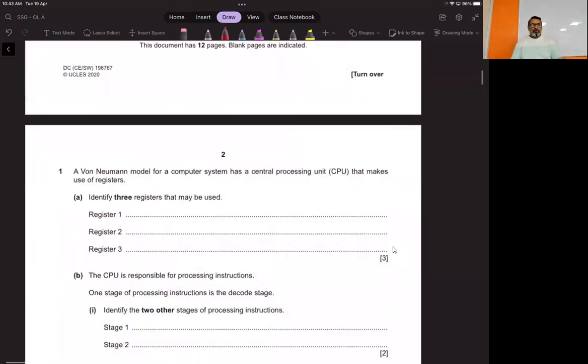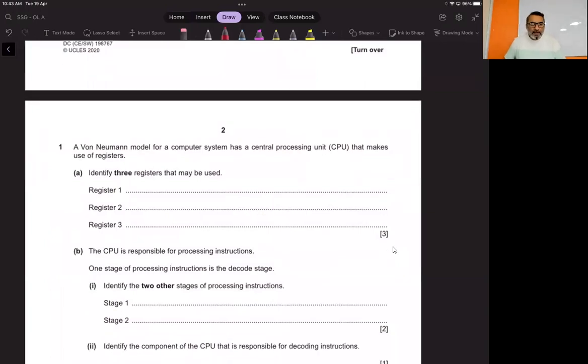All right. The Von Neumann model for a computer system has a central processing unit, CPU, that makes use of registers. Identify 3 registers that may be used. As we know, there are about 5 registers that we have. We have MAR, MDR, we have PC, we have CIR, we have accumulator.